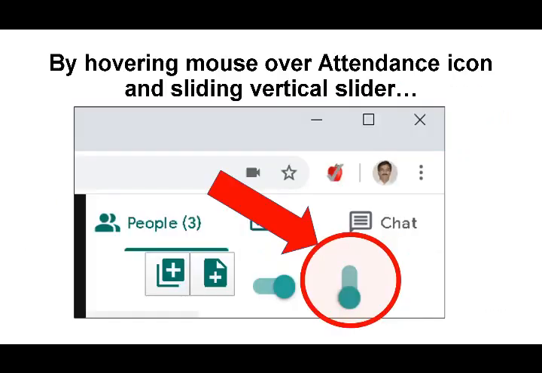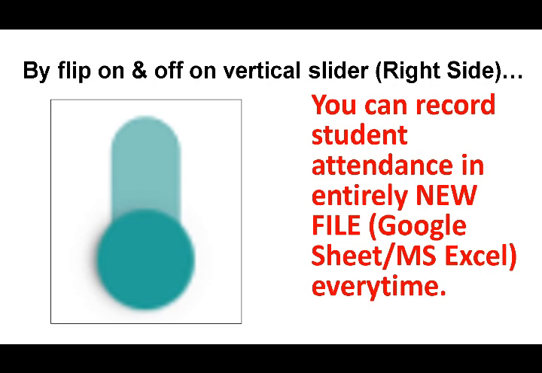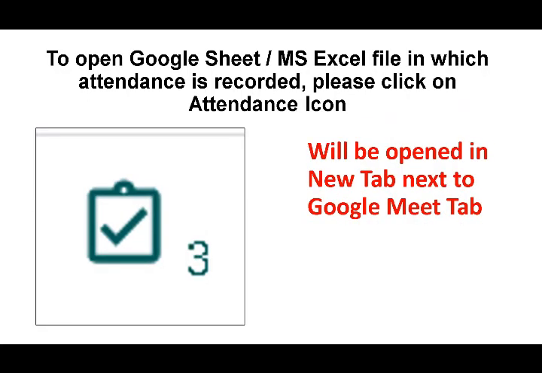By hovering the mouse over the attendance icon and sliding the vertical slider, let us see what happens. You can record the student attendance in an entirely new file every time. To open the Google Sheet file, or otherwise MS Excel file, where attendance is recorded, please click on the attendance icon at any time. The same will be opened in a new tab next to the Google Meet tab.